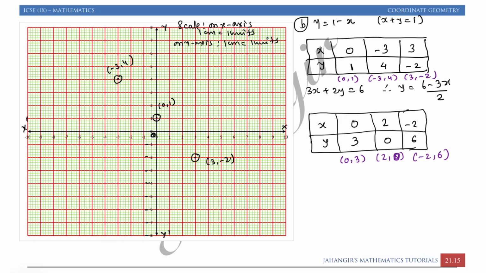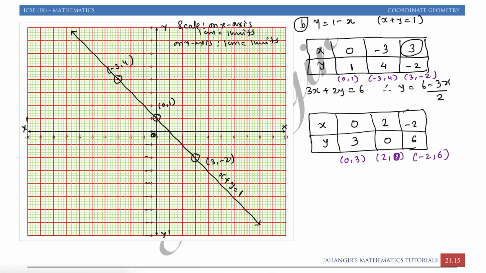Plot all points accordingly, making sure that first coordinate is always x-axis. Just see where 3 is on the x-axis and where minus 2 is on the y-axis. Just plot the point that way. Put arrows. Write down the equation, the original equation, x plus y is equal to 1. This is the graph of the first equation.